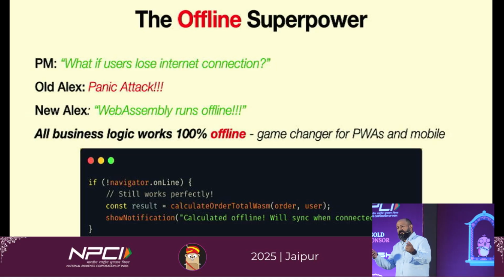So once your WASM module has been loaded, obviously that needs to happen, but once it has been loaded and cached, everything can be run offline. So this is a small snippet of code. You can see we are checking if the user is offline, and we are still able to use the WASM function and do certain calculations. So not only is it obviously more performant, and we are sharing the same code, but we are able to do it offline as well.